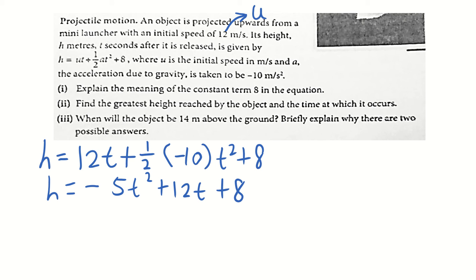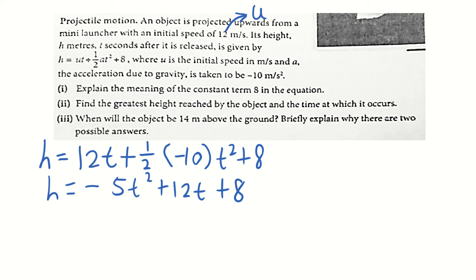And for part 1, we are asked to explain the meaning of the constant term 8. So basically, the constant term happens when the time equals 0. So when time equals 0, it means that at the start of this particular motion, the object is at 8 meters, and we are told that the height is measured relative to the ground probably. So for part A, we're just going to say that 8 is the original distance of the object at the initial point, or rather at the start of this particular motion.